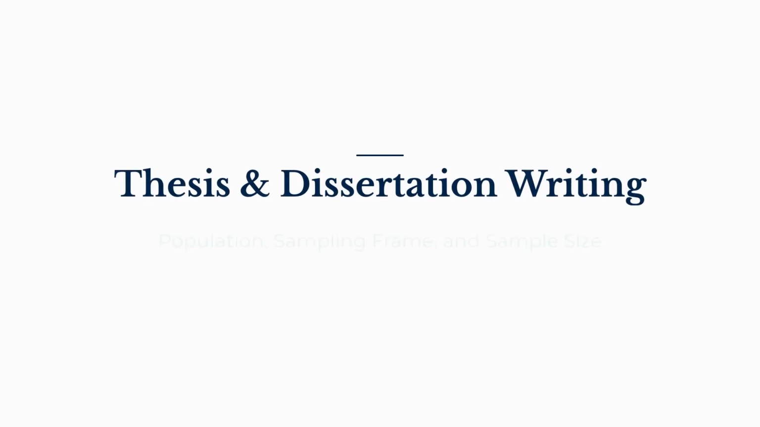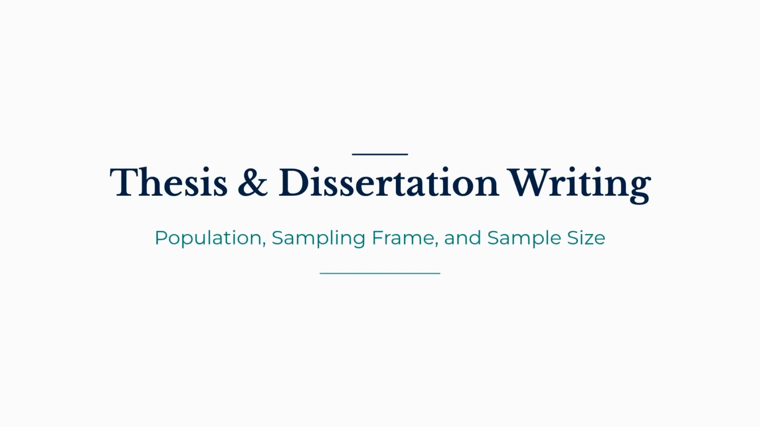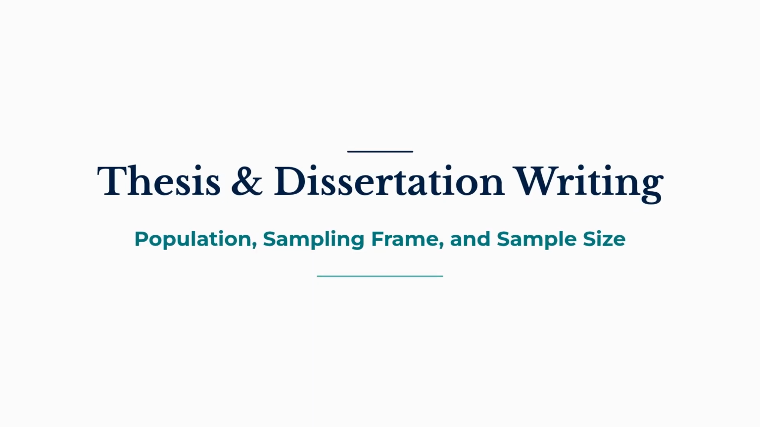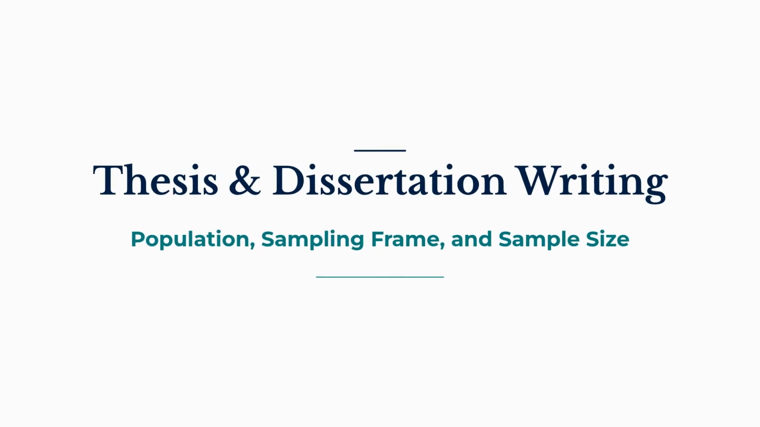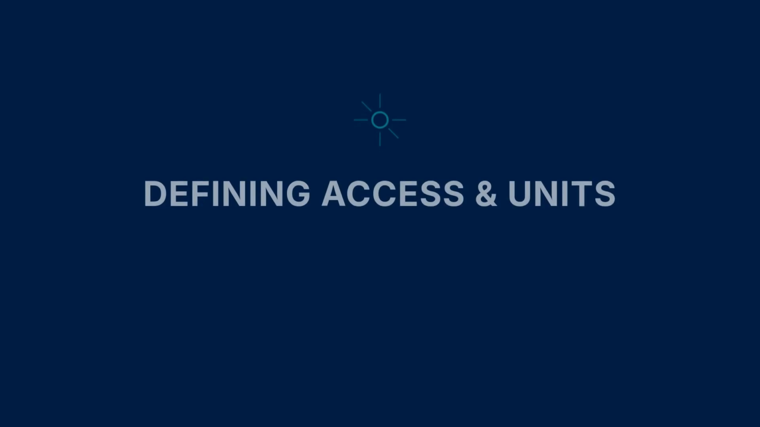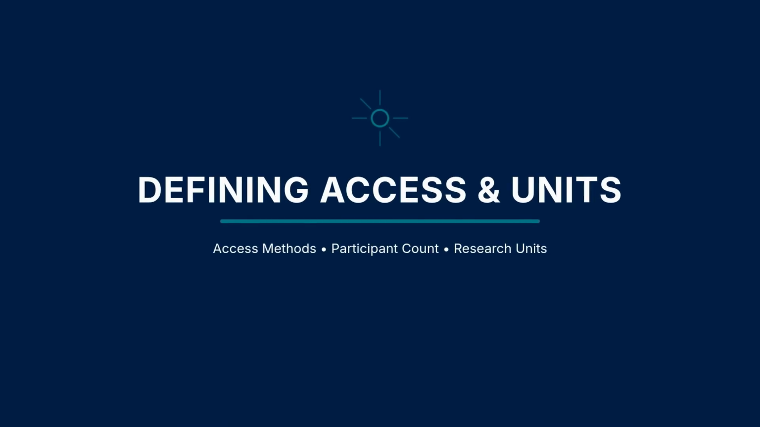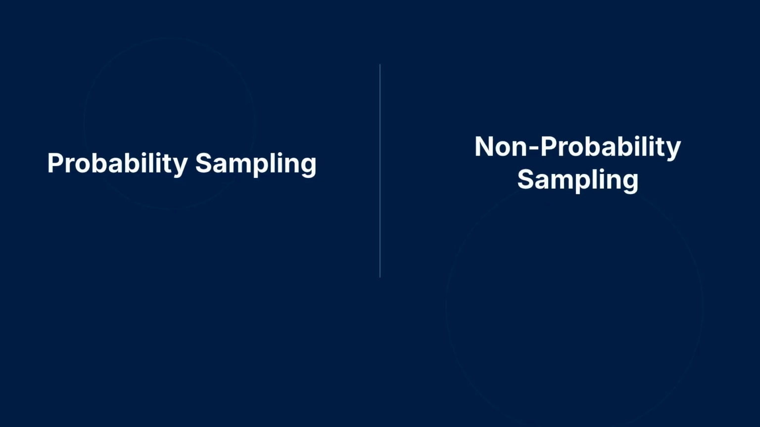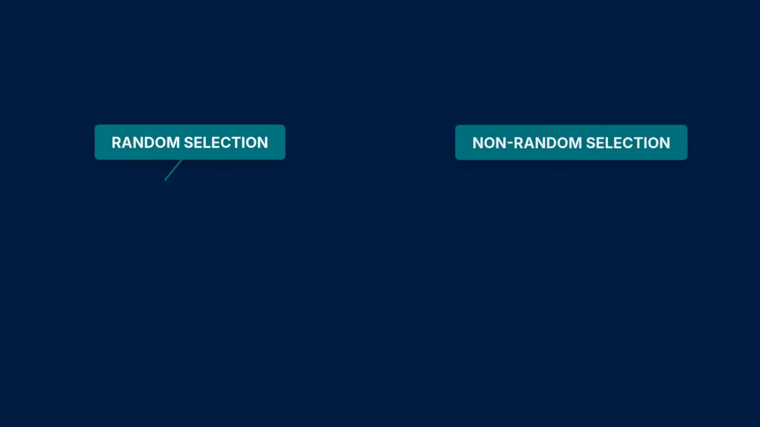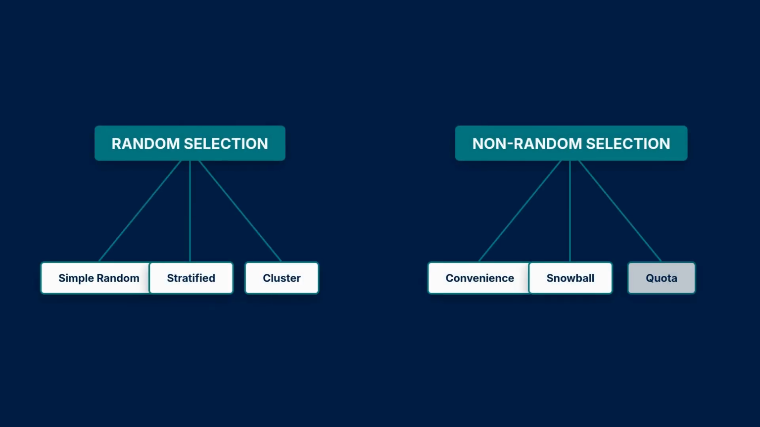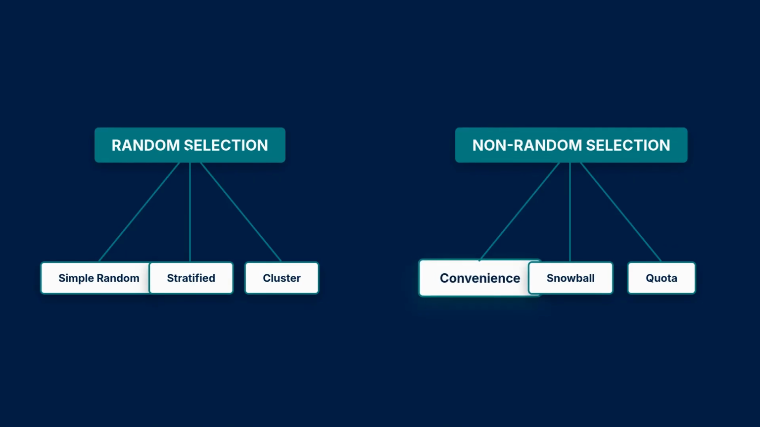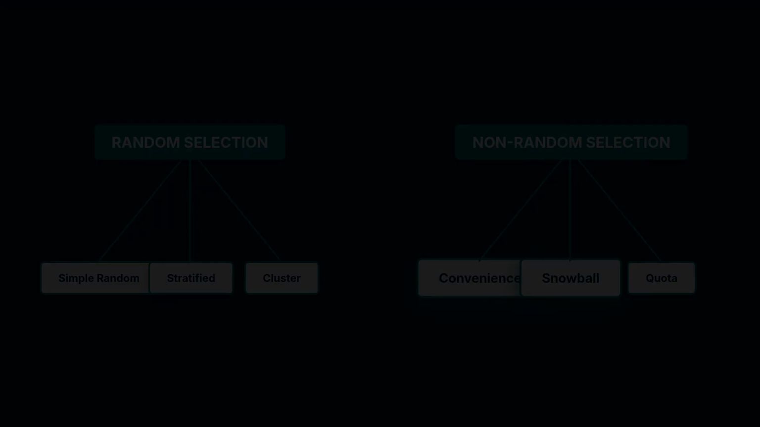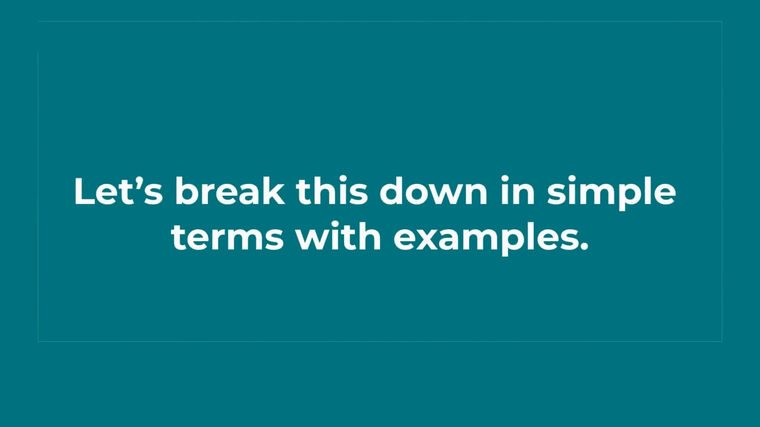Extracting the research population, sampling frame, and sample size for a thesis involves carefully defining who or what you are studying, how you will access them, and how many participants or units you need. Along the way, it's important to understand key concepts like probability and non-probability sampling, random and non-random selection, and various sampling techniques such as convenience sampling, snowball sampling, and others. Let's break this down in simple terms with examples.